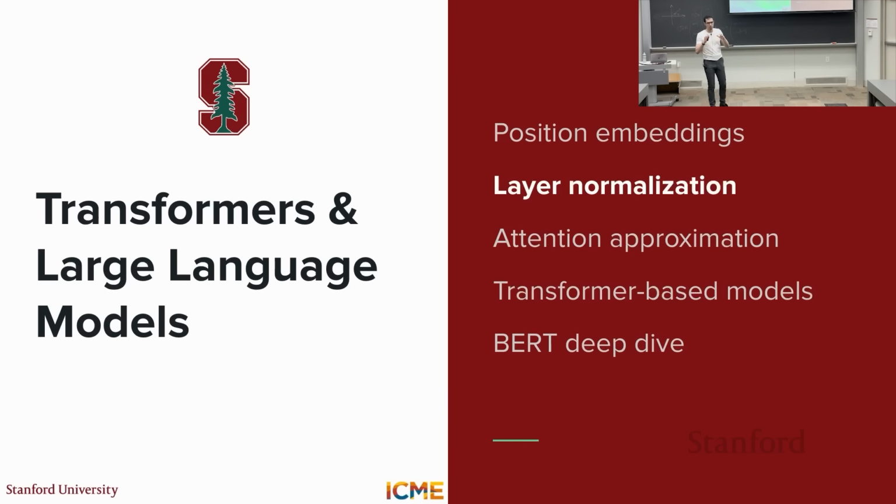Cool. So position embeddings is one part of the transformer that has changed a little bit, and we've seen how that changed and why. Now we're going to see another component of the transformer that has also changed a little bit, and that component is the layer normalization.